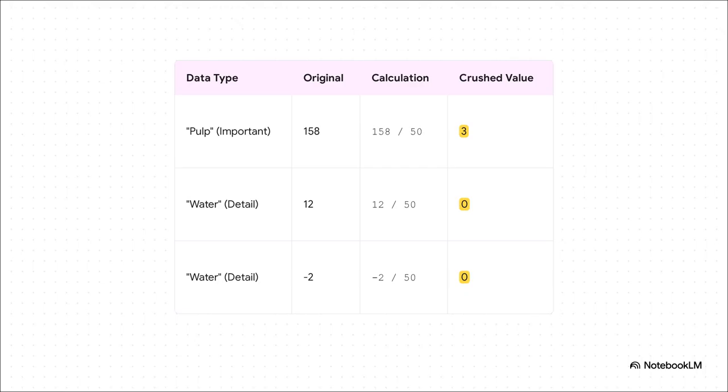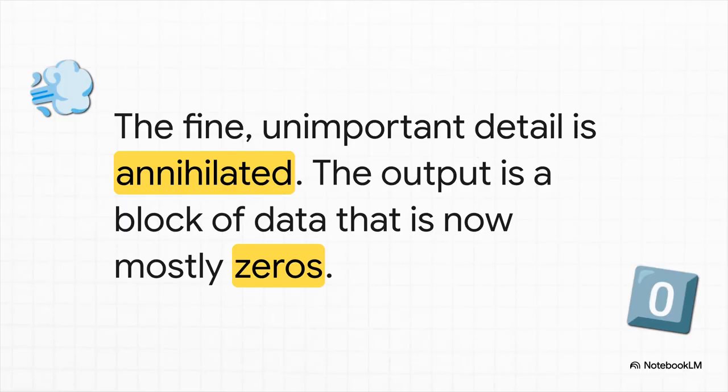But now look at the water, the fine detail. A value of 12 divided by 50 is 0.24. That rounds to 0. A value of -2 also becomes 0. They are just gone, wiped out. So what's the result? The quality crusher has absolutely annihilated almost all of that fine, wiggly, unimportant detail, turning those values into a whole bunch of zeros. The block of data that comes out of this station is now incredibly sparse.